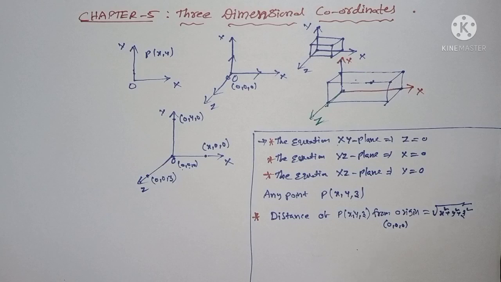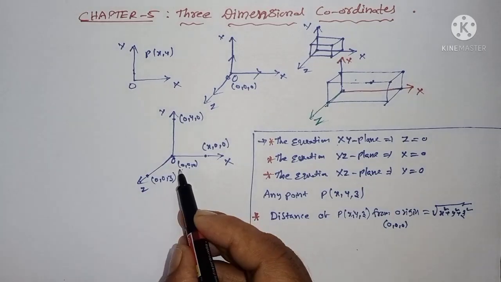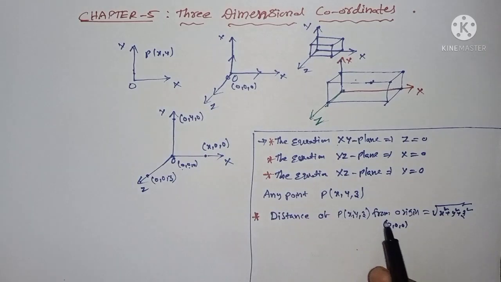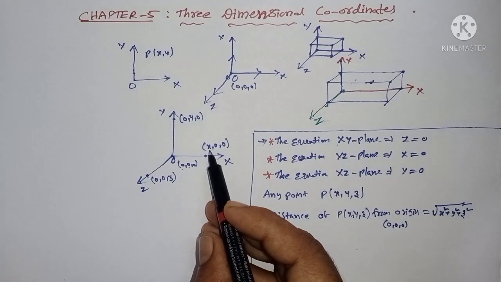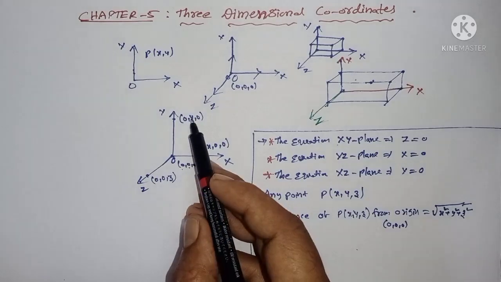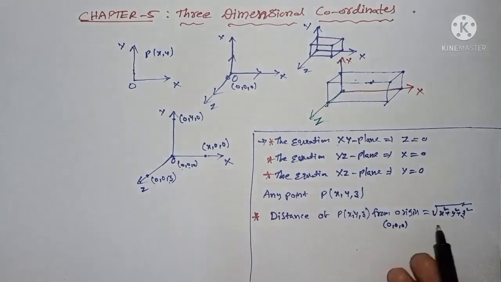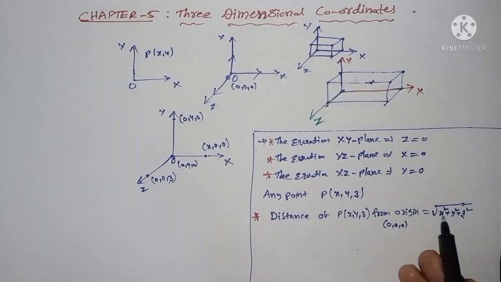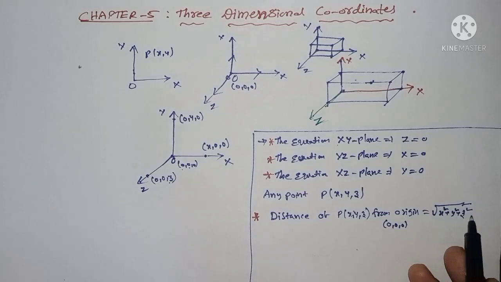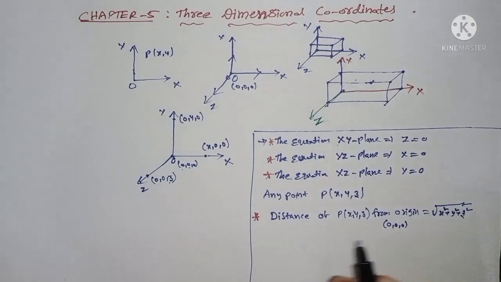In two dimensions you take 0 comma 0, but in three dimensions you take 0 comma 0 comma 0. Therefore, (0 minus x) whole square, (0 minus y) whole square, (0 minus z) whole square. You get the distance from the origin as root of x square plus y square plus z square. This is very important.